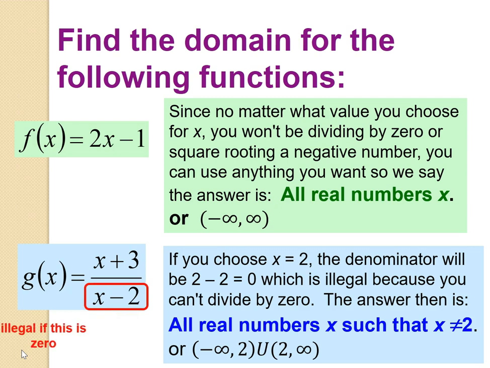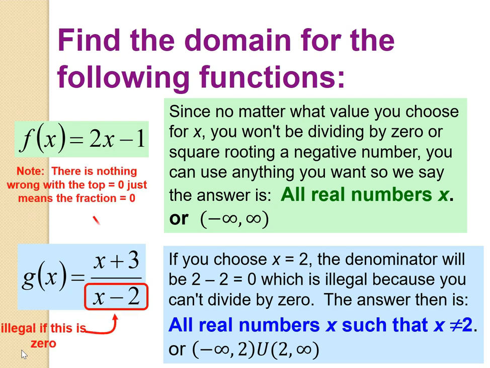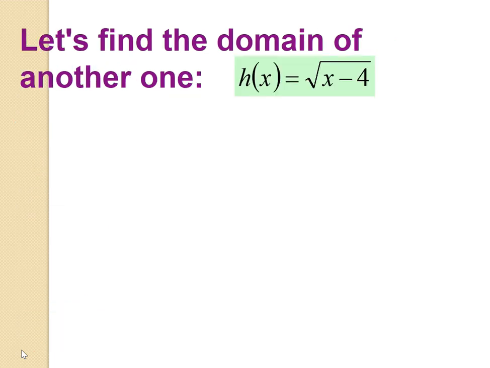And the third situation. It's illegal if the bottom is 0. Note, there's nothing wrong with the top. The top can be 0. That just means the fraction equals 0. It's only the denominator that we're concerned about.